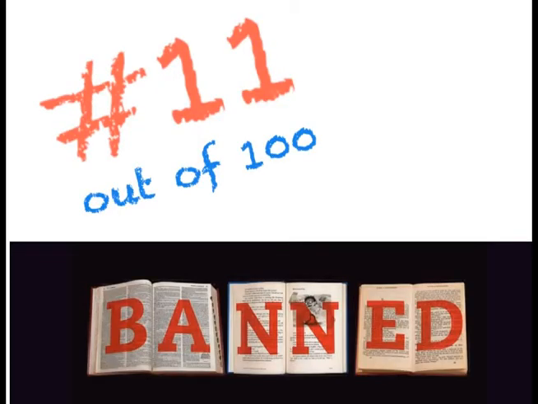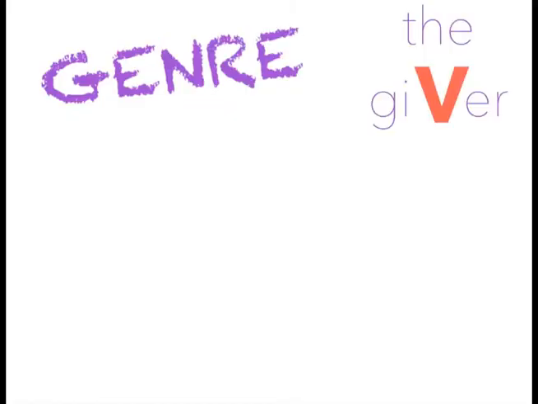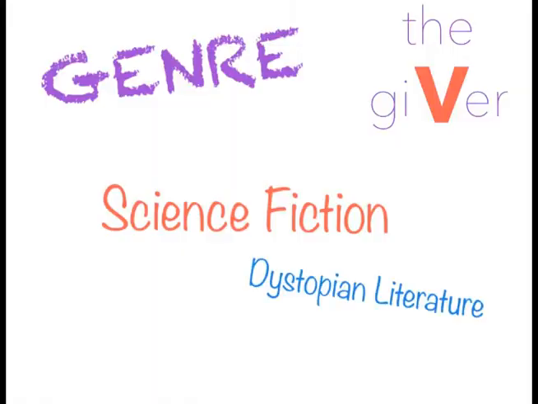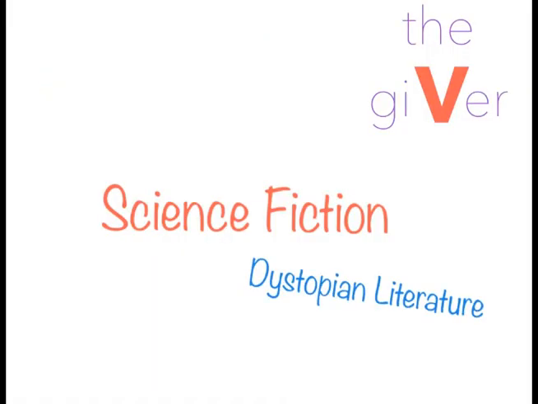The Giver ranks number 11 out of 100 on the ALA's list of most challenged titles from 1990 to 1999. This was because the novel touches on some very hot-button issues for the time, including abortion, family ethics, euthanasia, and assisted suicide. The genre of The Giver is science fiction, and it's categorized as dystopian literature.